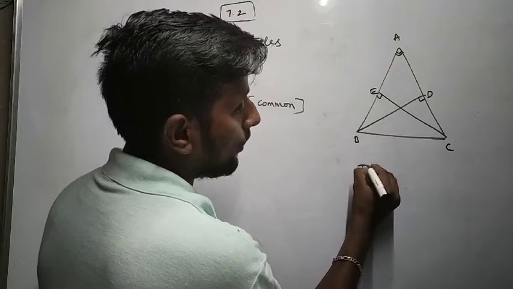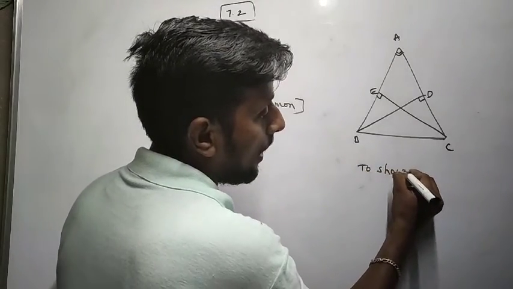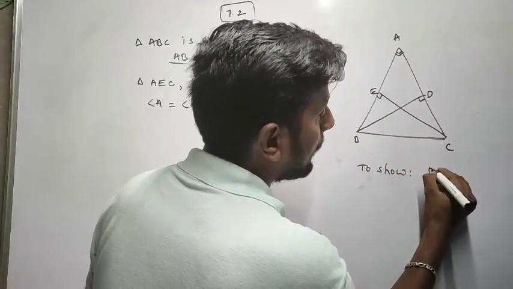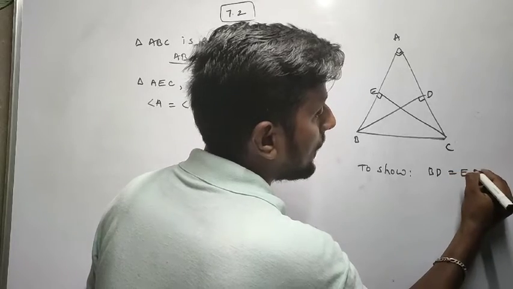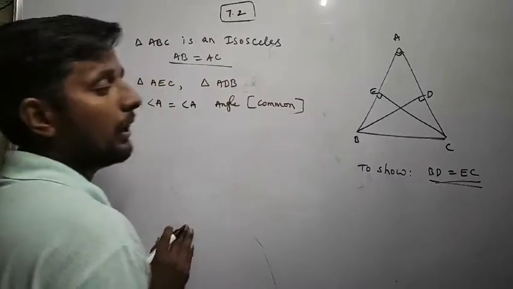What should we show here? Here we have to show our altitudes are equal. That means BD is equals to EC. Altitudes are equal, we have to show.